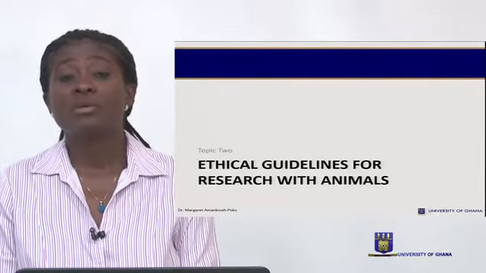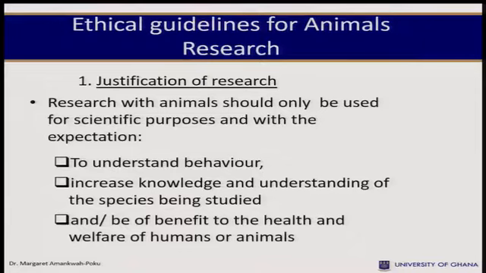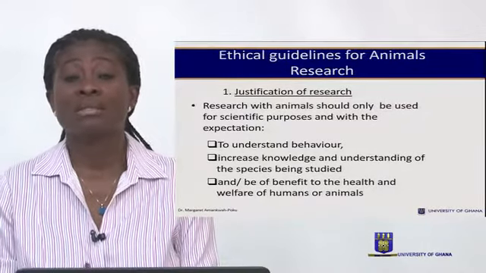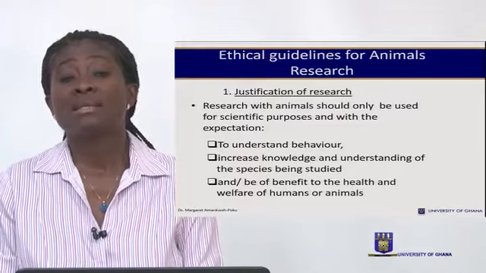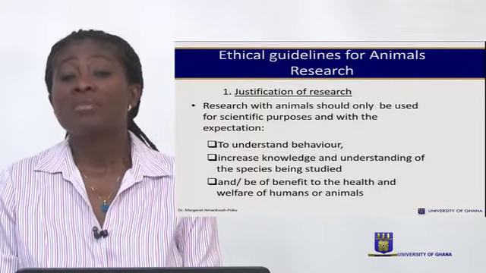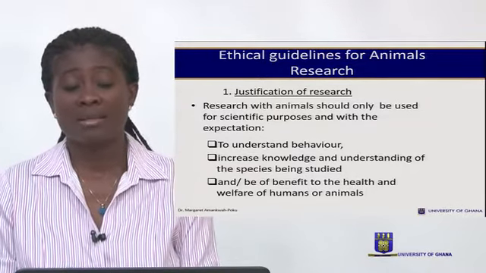So I'm going to go on to talk about the ethical guidelines. The first is justification of research. According to the guidelines, researchers should use animals in experimentation only when they can justify that it has a scientific purpose. Also, they should be able to show that the study will be done in order to understand behavior. They should be able to show that in studying the animals, it will increase the knowledge and understanding of the particular species that is being studied, among others.